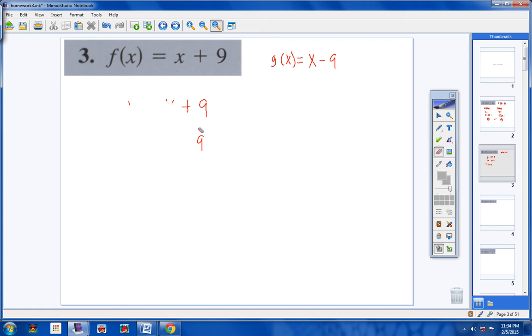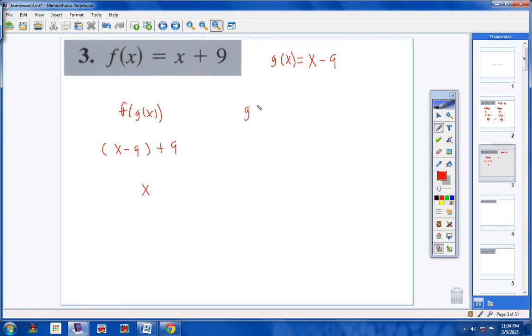Alright, and so let's quickly take the composition going both directions. F of g of x. Take your f function, x plus 9. Where the x is, we're going to put a big parentheses, plus 9. Next is g, so pick up g and put it right here. X minus 9 plus 9 is x.